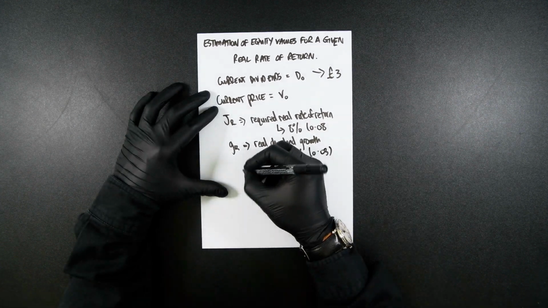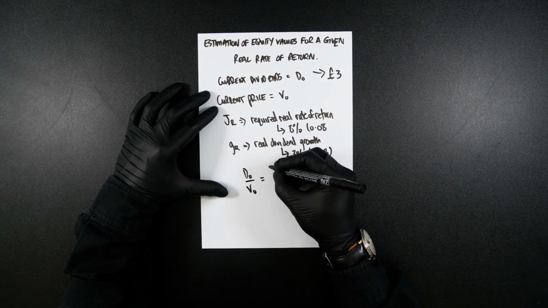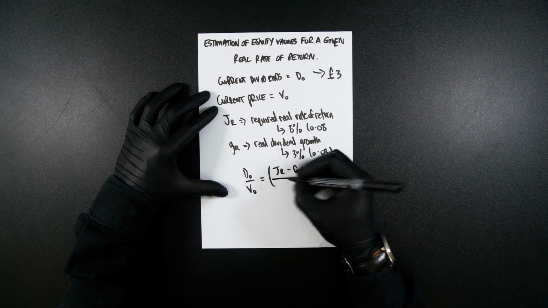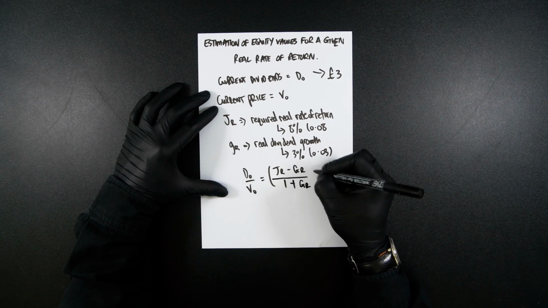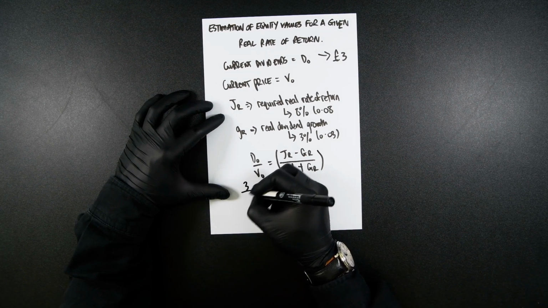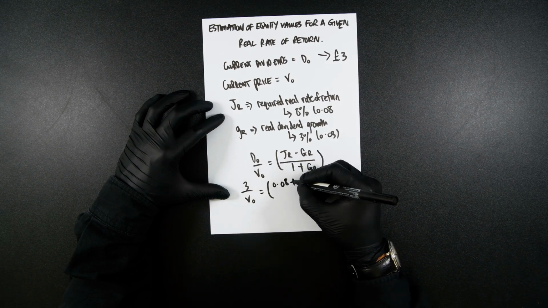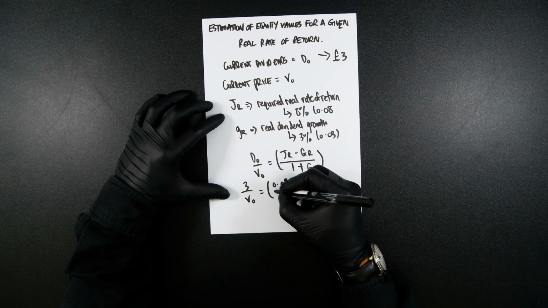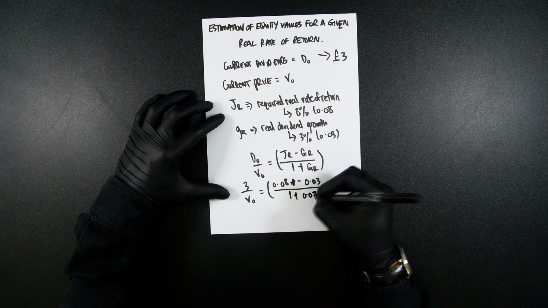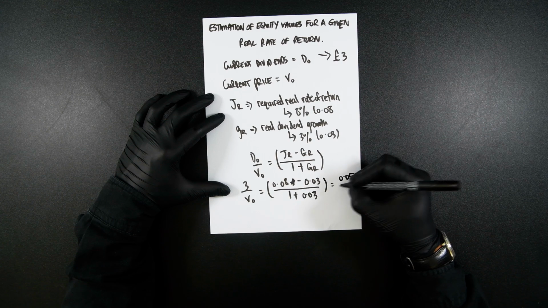And then we can now plug this into our equation, which is D0 over V0, which equals JR minus GR over 1 plus GR. So let's get plugging. So you're going to get 3 over V0, which is going to be 0.08 minus 0.03 over 1 plus 0.03, which is going to equal 0.05 over 1.03.